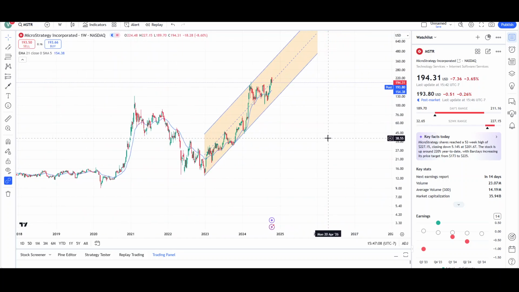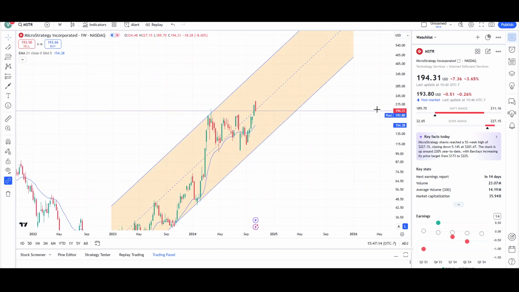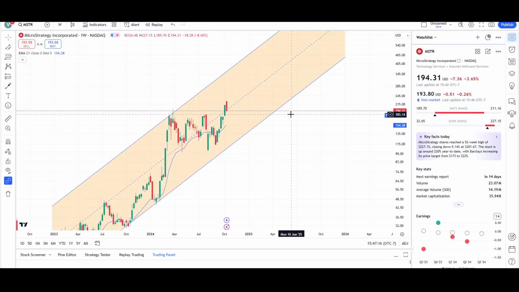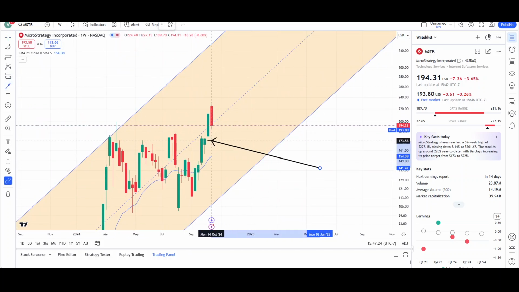Shorter term, it is finding resistance, and it just needs to hold above that high $100 level. So I'm looking for it staying above that 183 level. There's a little gap that maybe it wants to fill in the weekly chart. You can see there's a little empty space between these two candles right here. So maybe it's trying to come back and fill in that gap before continuing higher.